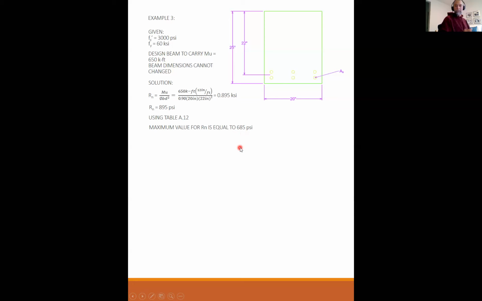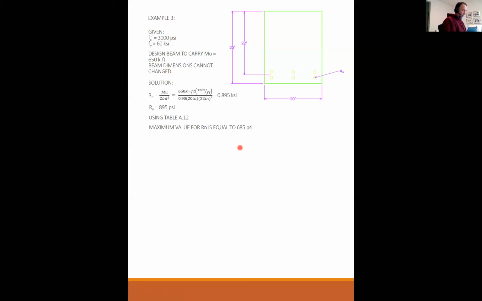So if you get your text, which I have laying around here someplace, there we are. Okay, so if you have your textbook and you go to table A12, it's on page 606 of your textbook, and you go all the way to the lower right-hand part of the page, you will see that Mu over phi bd squared does not go any higher than 685.